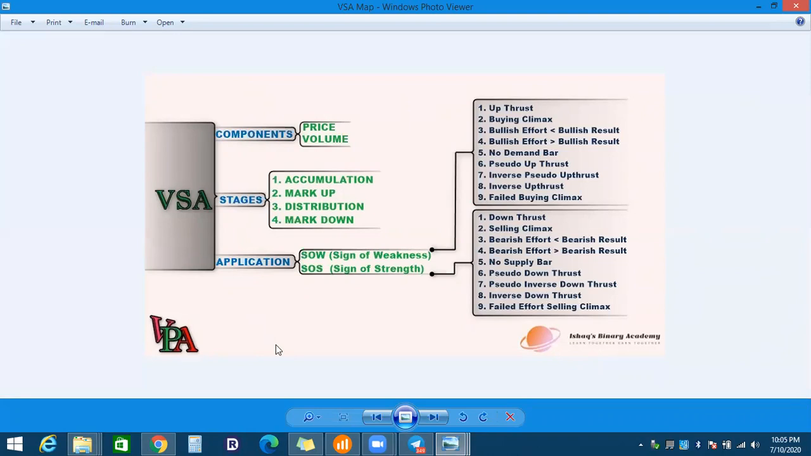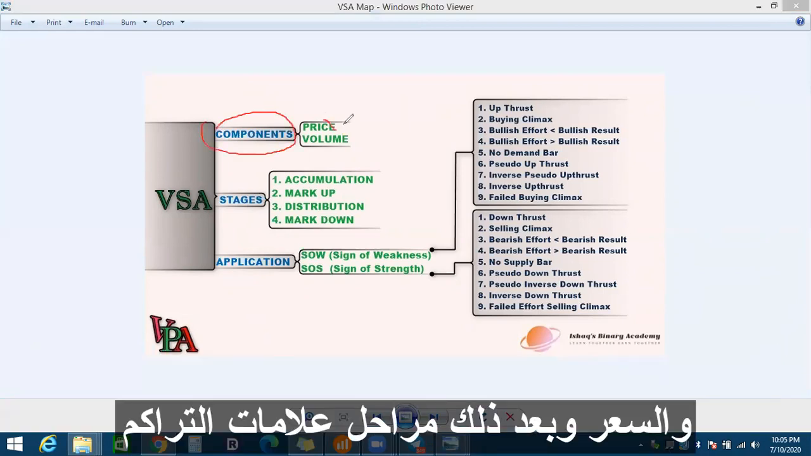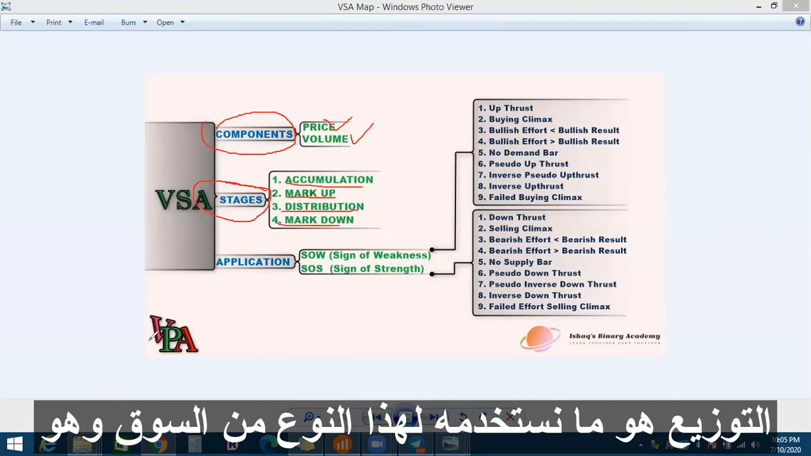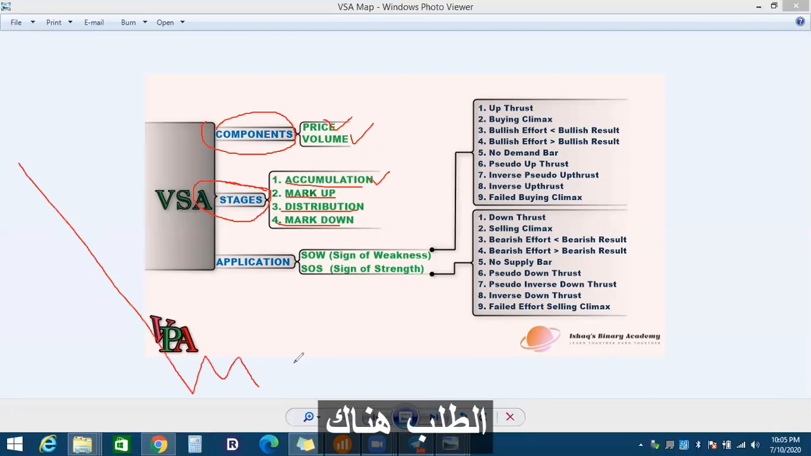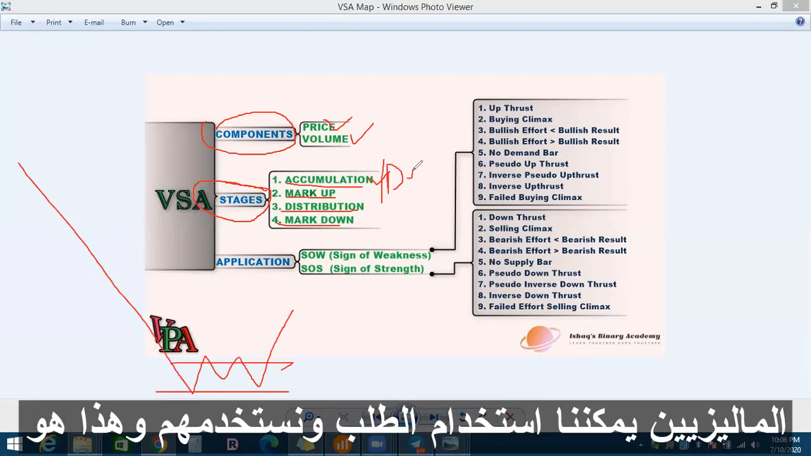The overview of the other topics is this: VSA depends upon components. These components are volume and price. After that, VSA has stages. These stages are accumulation, markup, distribution, and markdown. What is accumulation? It is the type of market that is demand. So demand is accumulation. In price action, we use demand; in VSA, we use accumulation.